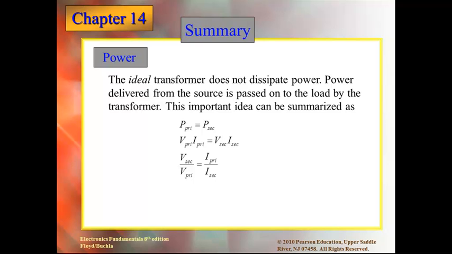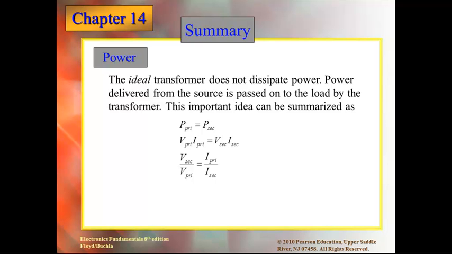We keep talking about power. The basic premise of a transformer is power in equals power out. This is only true of ideal transformers. And realistically, we know from past experience there's no such thing as an ideal transformer, no such thing as an ideal inductor, an ideal capacitor. Same thing with transformers.